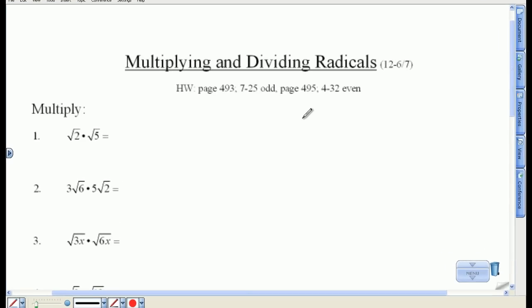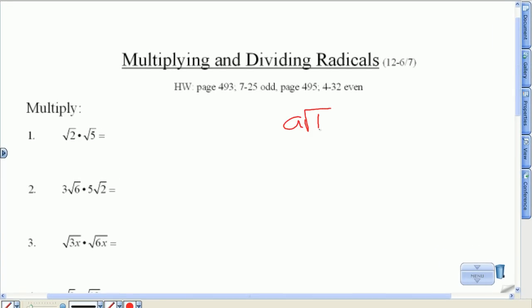To multiply radicals, if you had something like A radical B times C radical D, you can multiply coefficients together. You can multiply radicands together. When you multiply the radicands together, the answer stays a radicand. You multiply the numbers underneath the radical sign, the answer will stay underneath the radical sign.